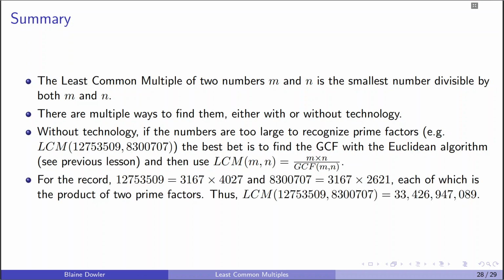So, and just for the record, this was generated by looking up lists of prime numbers in the thousands, so you really wouldn't have any practical way to find the least common multiple aside from these techniques. Greatest common factor is 3,167. So then when we divide, or when we find the least common multiple, then it is 33,426,947,089.